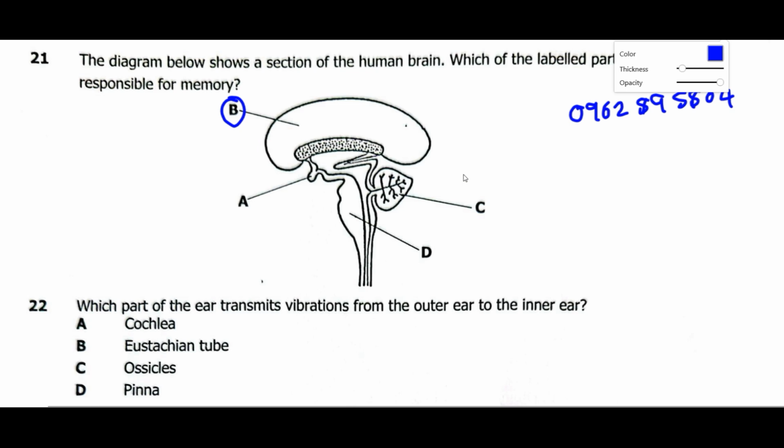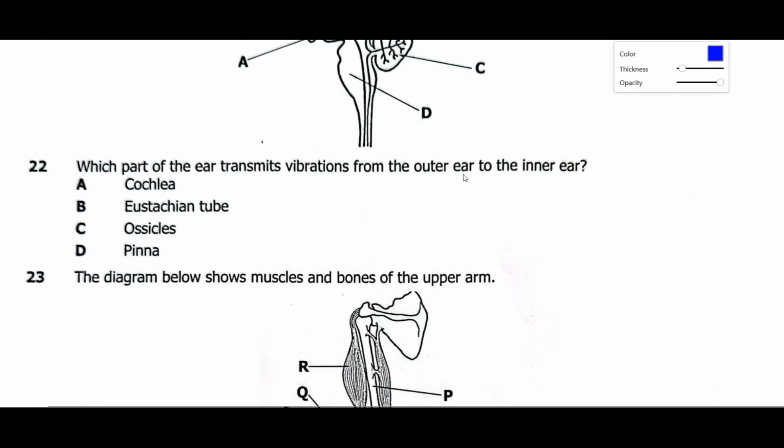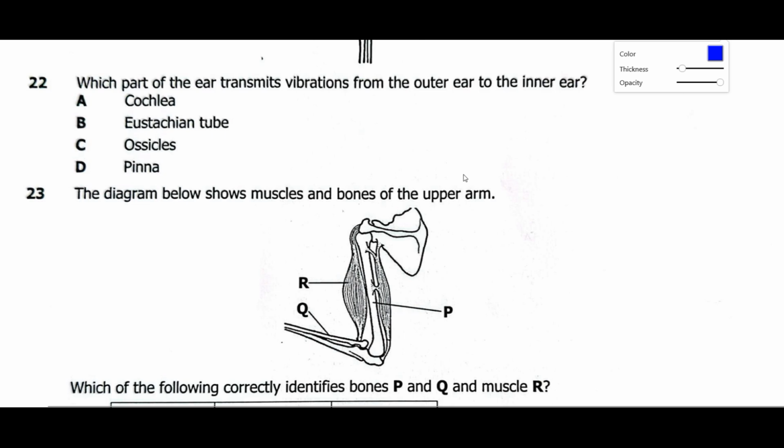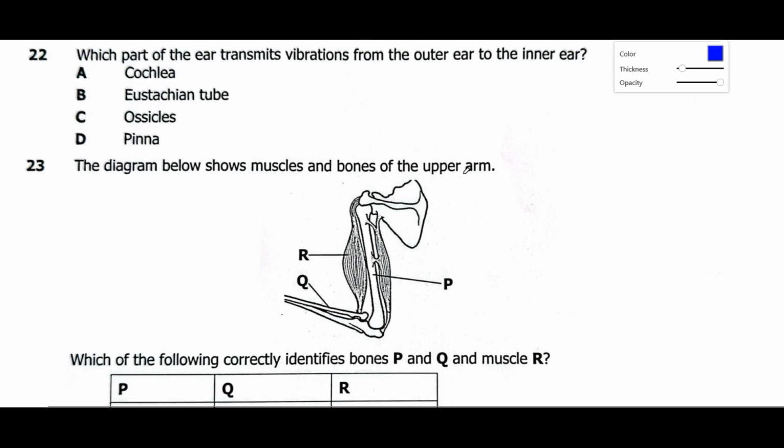Right, so we move on to question 22. Which part of the ear transmits vibration from the outer ear to the inner ear? The largest bone in the human body is the femur, or the thigh bone, but the smallest bones are found in the human ear, and these are the ones that transmit vibrations from the outer into the inner ear, which is the ossicles. That's our answer.